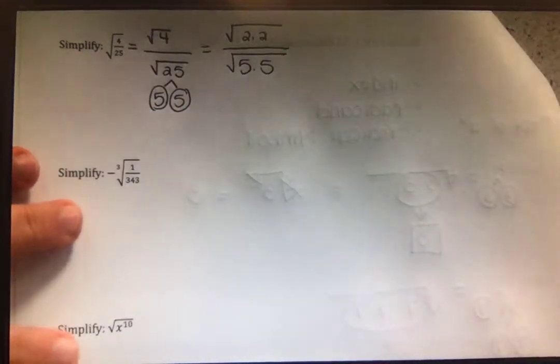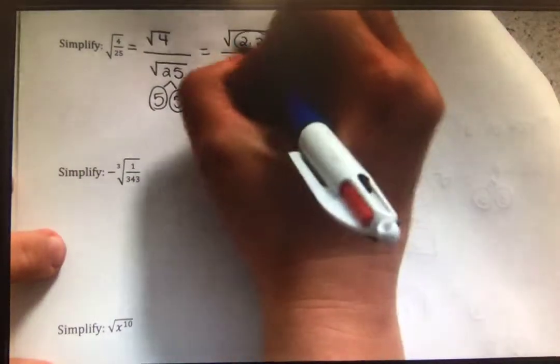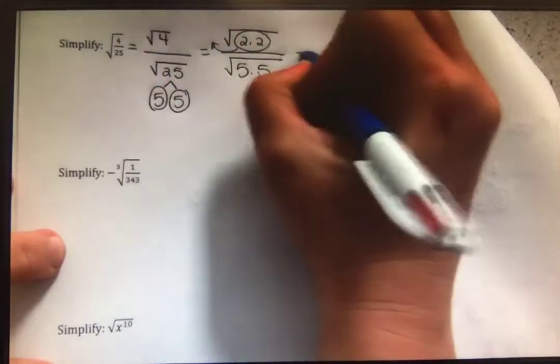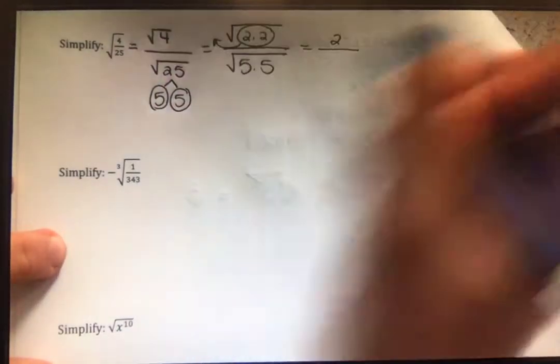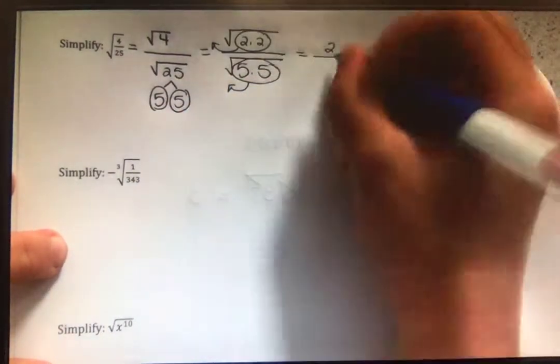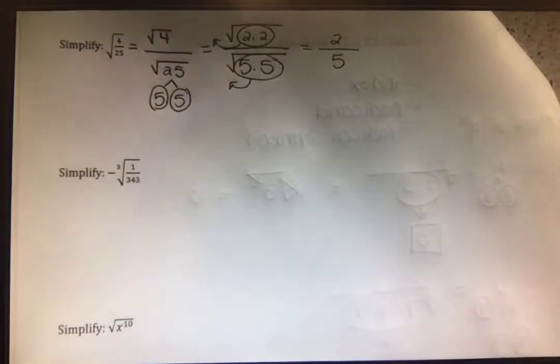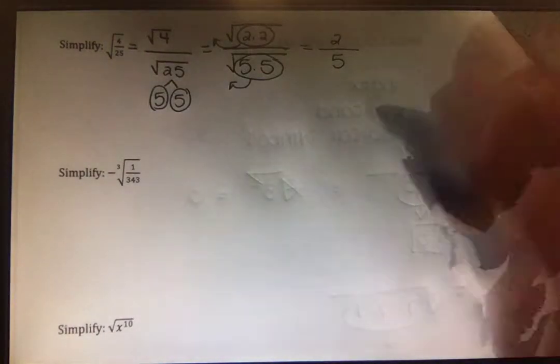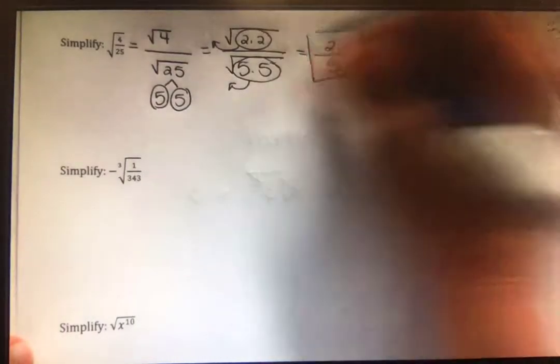Because it's a square root, we're looking for 2 of a kind. These 2 2's are coming out of the radical. Nothing's left underneath the radical, so the radical's going to go away. Same thing on the bottom. These 2 5's are coming out of the radical. Nothing's left underneath, so the radical is going to go away. We're left with 2 over 5, which cannot be simplified. So this is our final answer.